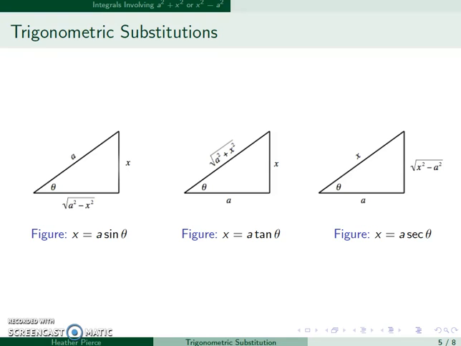So in general, I have three types of trig substitution I can do. If I see an a squared minus x squared, I'm going to do the substitution x equal to a sine theta. If I see an a squared plus x squared, I'll use the substitution x equal to a tangent theta. And if I see x squared minus a squared, I'll use a secant theta.